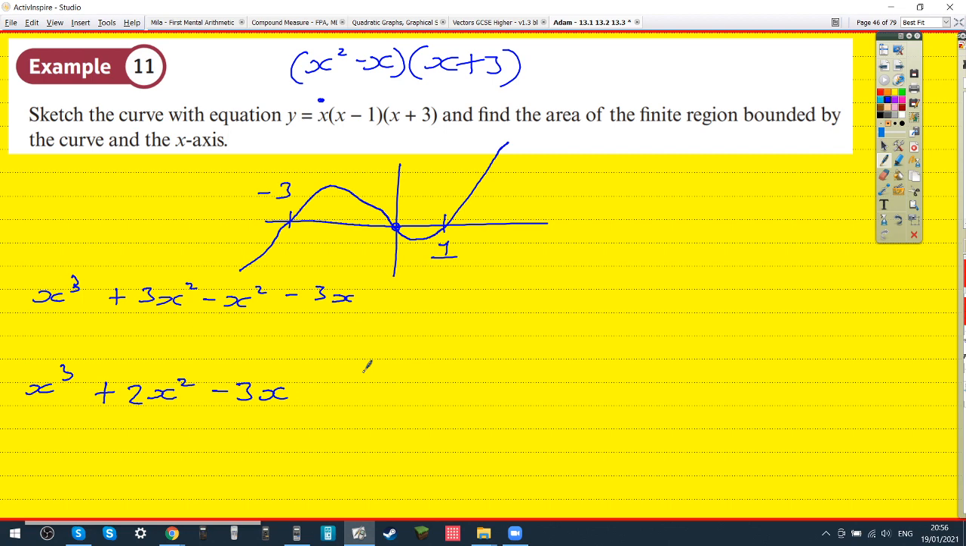So it becomes a quarter x to the power of 4 plus 2 over 3 x cubed minus 3 over 2 x squared. That's it. Okay, so how do we get the finite region? So we put... okay, so we need two different, like, when you substitute numbers in, you need to do 1 and 0 and then 0 and minus 3. Well done.